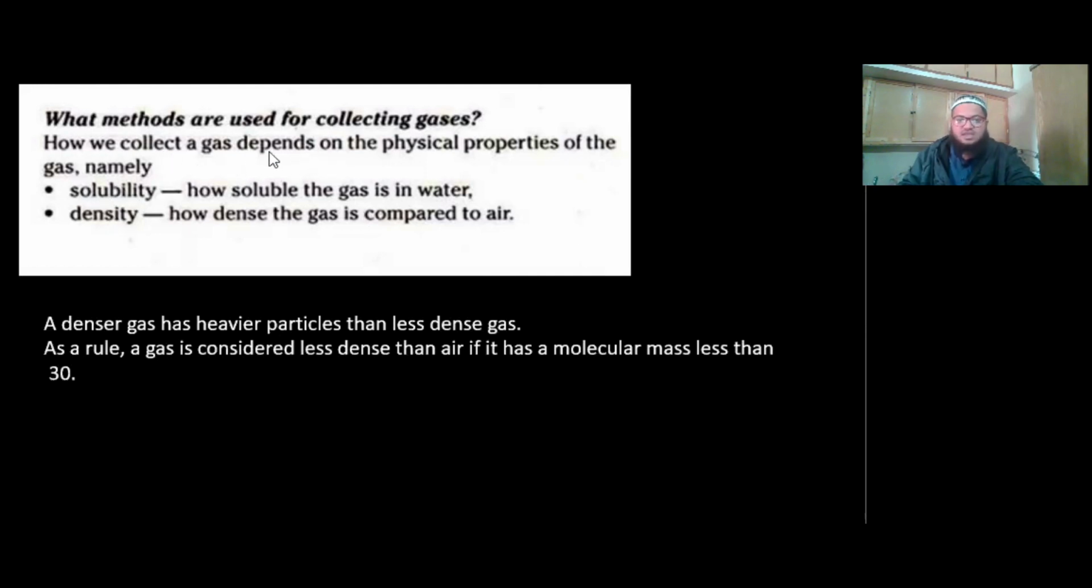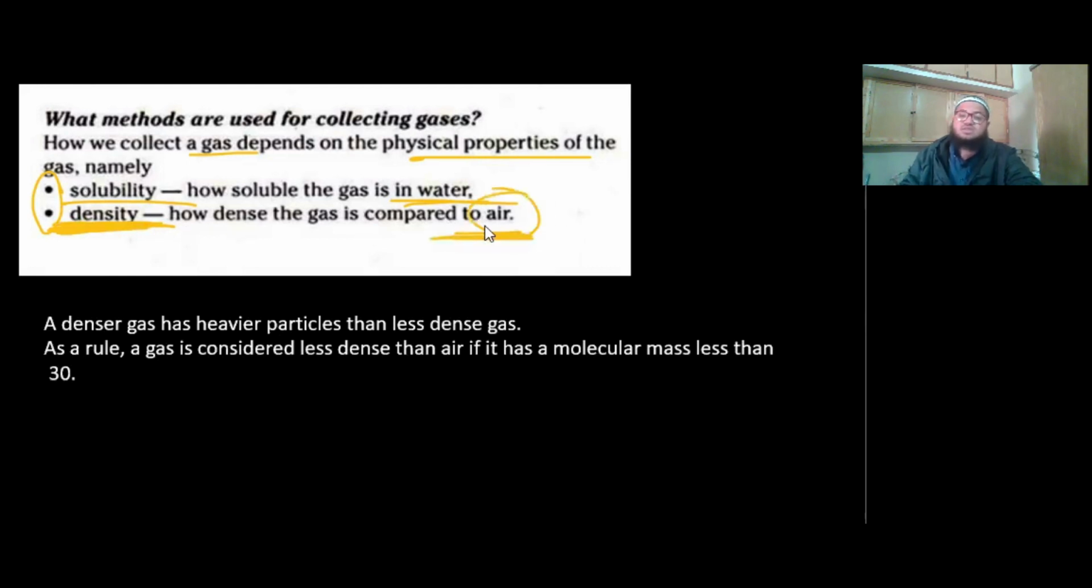How we collect a gas depends upon its physical properties. The two major physical properties upon which the collection method depends are its solubility and its density. Meaning solubility in what? Solubility in water. How much it is soluble in water, and density, meaning is it more dense or less dense than air, as compared to air, meaning is it denser than air or lighter than air.